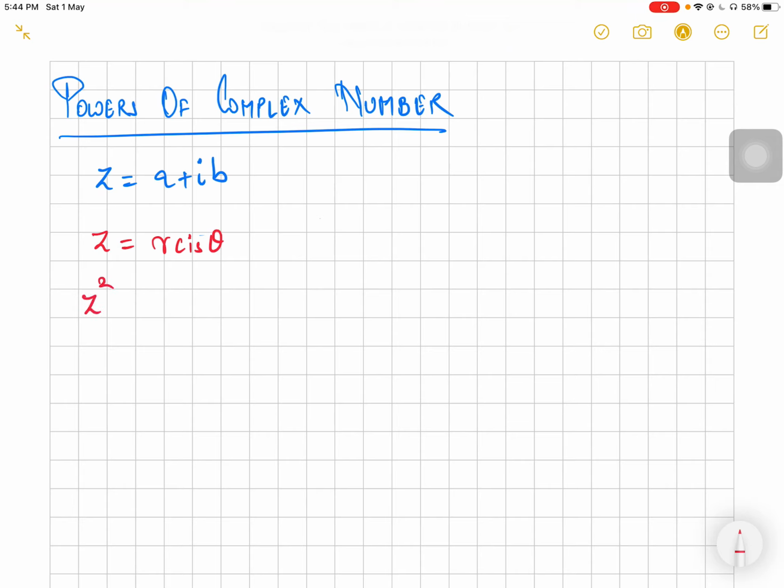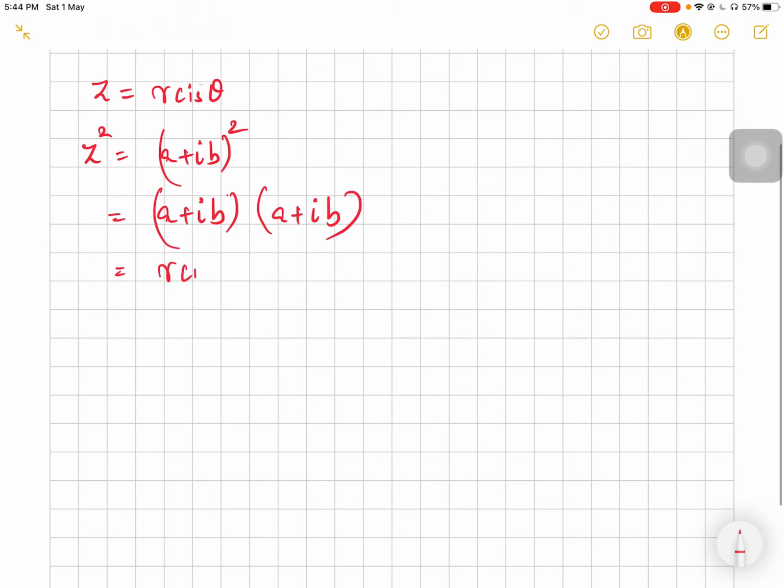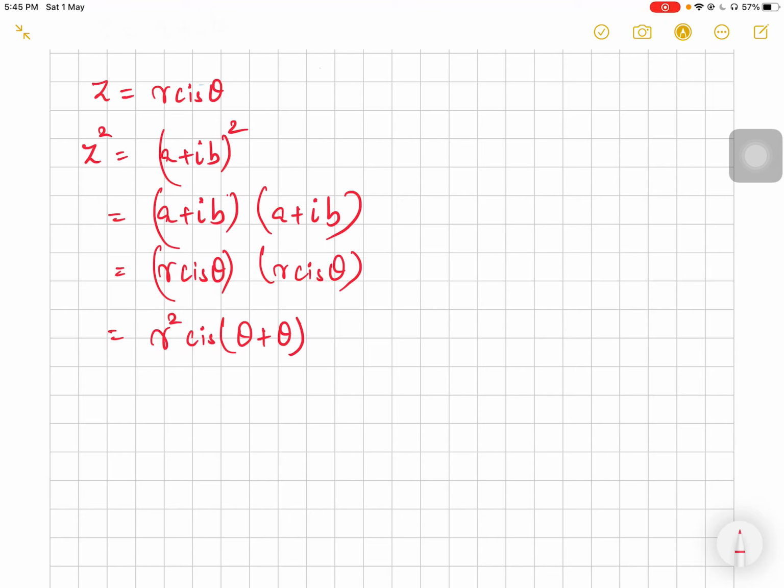Now let's say I want to calculate z square. Now this can be written as a product, and I can write each one of them in the polar form. Right, now I can do r square. We already know that when we multiply two complex numbers using polar form, we multiply their distances from the origin, the moduli, and we add the arguments. So you get r square, 2 theta. So z square is r square cis 2 theta.